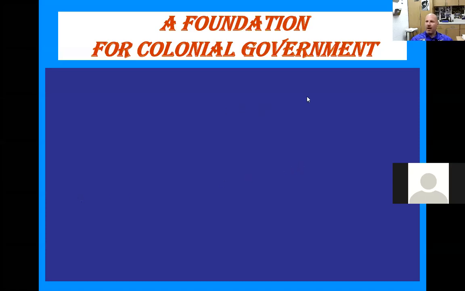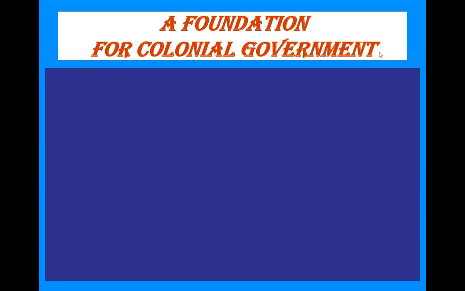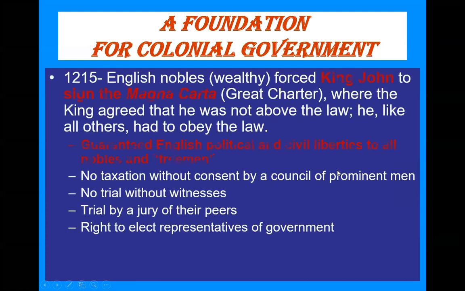So looking at foundations for our colonial government, going back to the 13th century in England, so 1215, we have something called the Magna Carta. So what was going on is King John, in around 1215, he was a wealthy, powerful king, and he was taking advantage of the people. He was using his power and his wealth to say, I'm in charge, what I want, we're going to do. And if you don't like it, oh well.